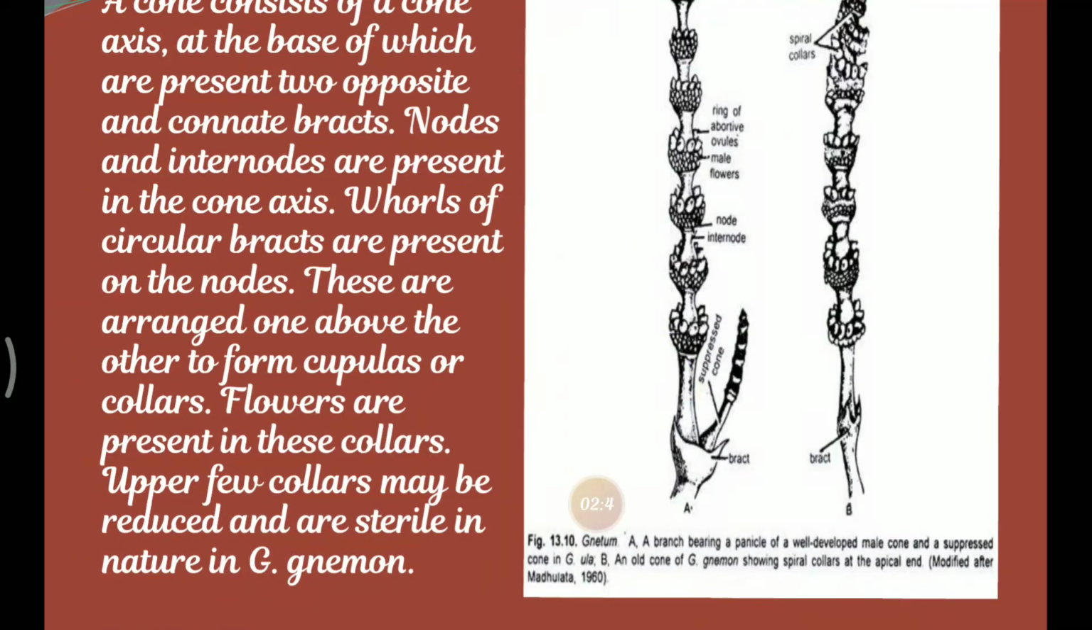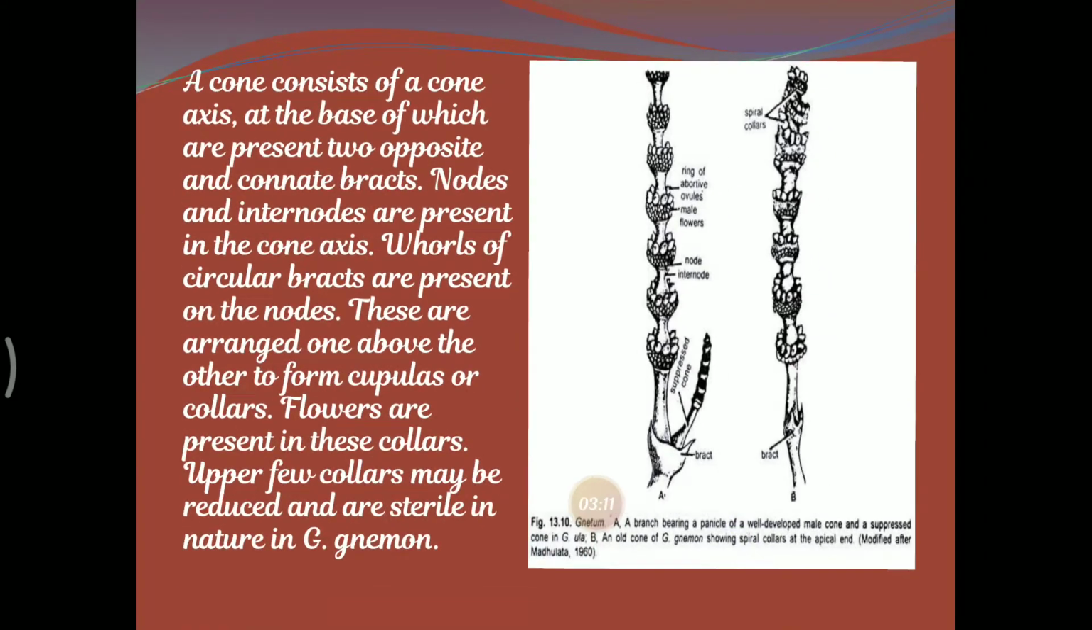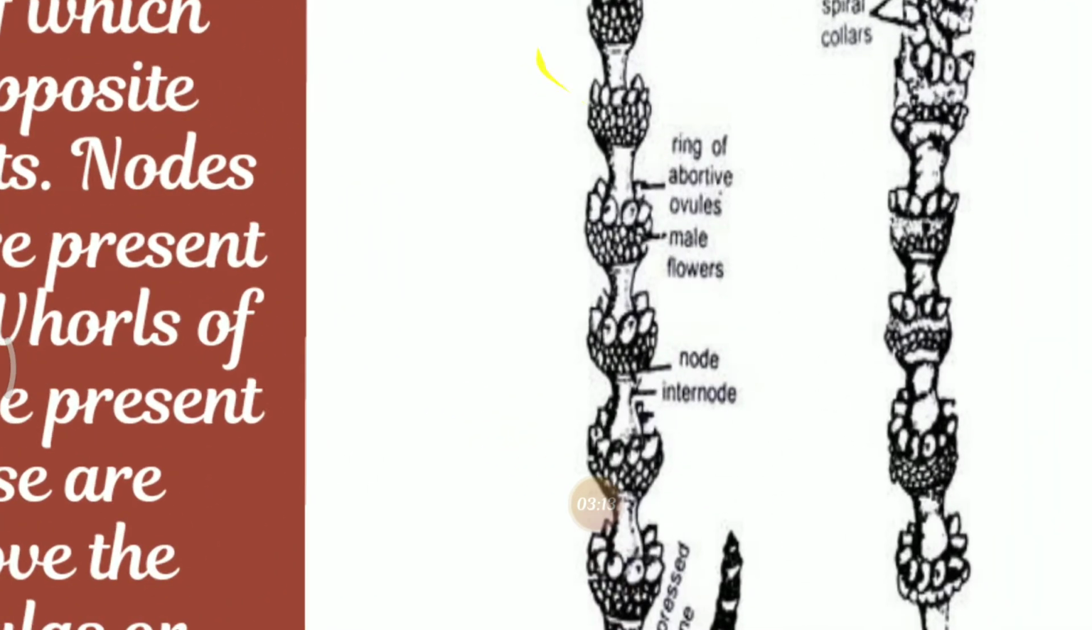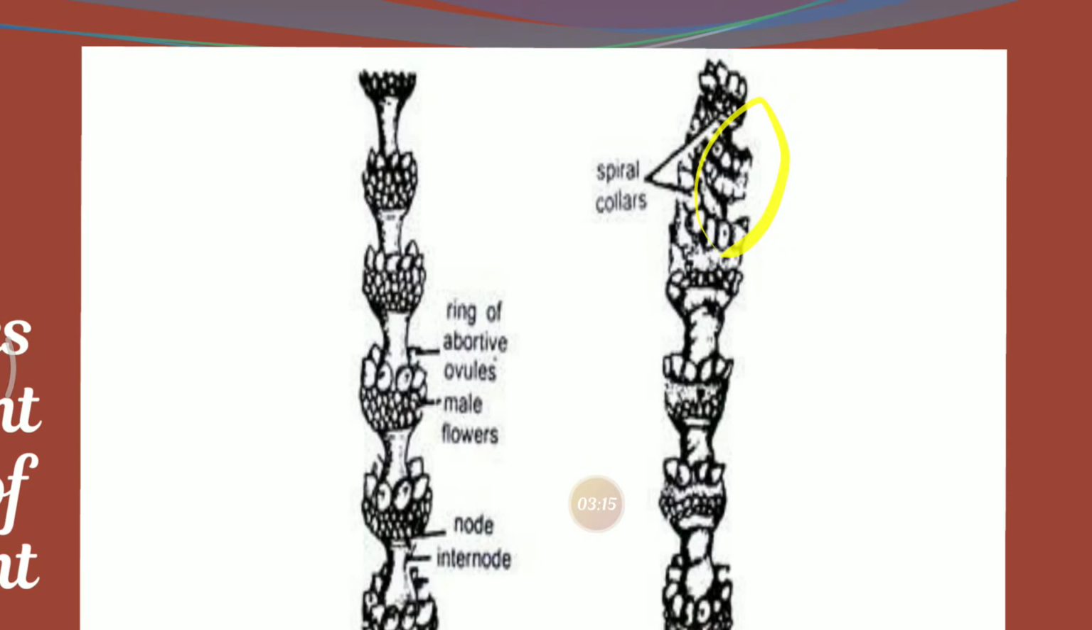Whorls of circular bracts are present on the nodes. These are arranged one above the other to form cupules, or collars. Flowers are present in these collars. The upper few collars may be reduced and sterile in nature. See the upper tip part; they may be sterile in nature.